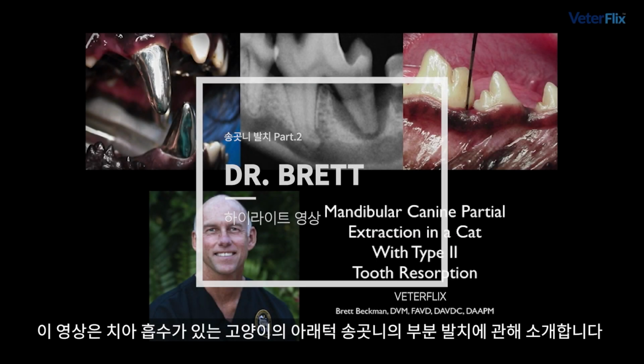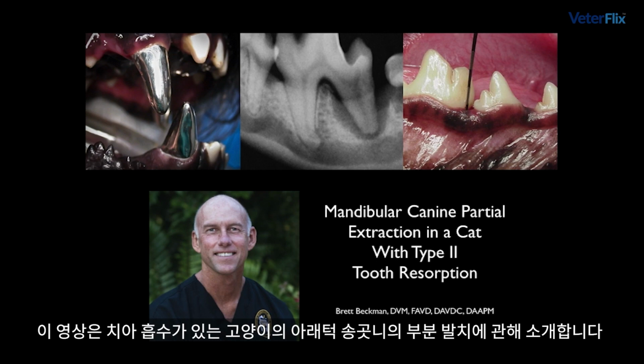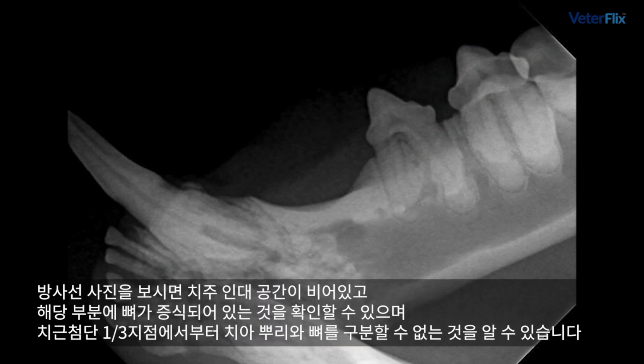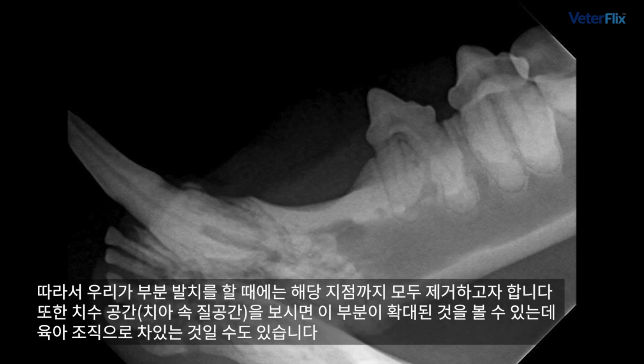This video will demonstrate the partial extraction of a mandibular canine tooth in a cat that has tooth resorption. If you'll note on the radiograph, you can see that there's obliteration of the periodontal ligament space and replacement with bone going on in about the apical 1/3 of that tooth root. You cannot make out tooth root versus bone. So when we do a partial extraction, we want to eliminate anything but that.